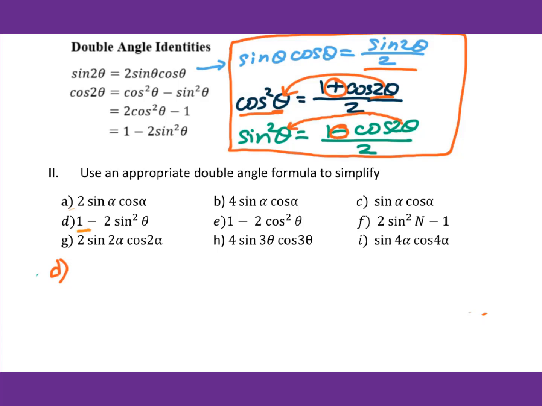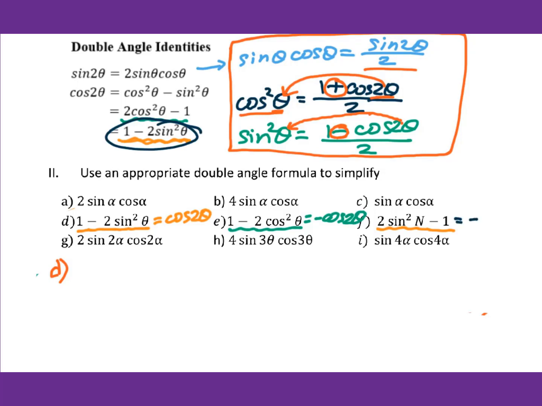For D, basically that's the formula. 1 minus sine square theta. Write down cosine 2 theta. For E, 1 minus 2 cosine square theta. That's opposite of that. Therefore, you got negative cosine 2 theta. For F, this is the opposite of this pattern. Therefore, you get negative cosine 2n.